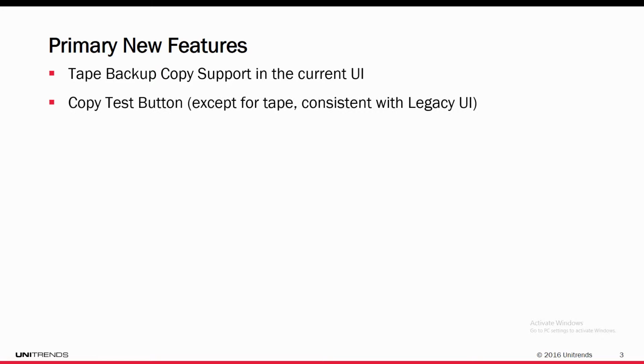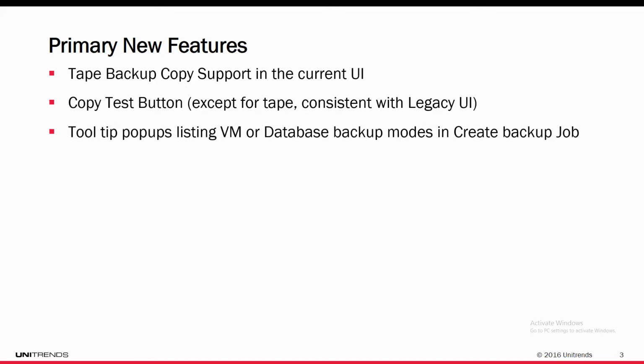Also on the backup copy job creation page for jobs other than tape, you can now test to see if your selections will fit on the archive target selected. When trying to create a job, we now show mouse over tooltips for VMs and databases indicating their supported models. This is huge. For VMs, it's full or all. For SQL, it's simple, full, or bulk log shows up. Now, these only show up in the scheduler, not in the Protect tab or other locations, only in the scheduler.